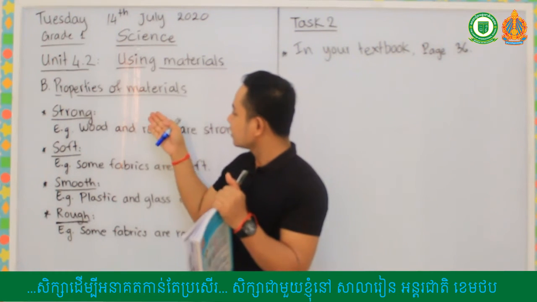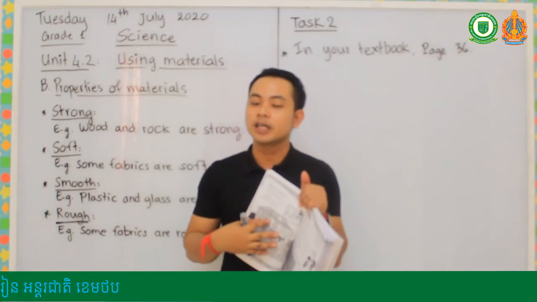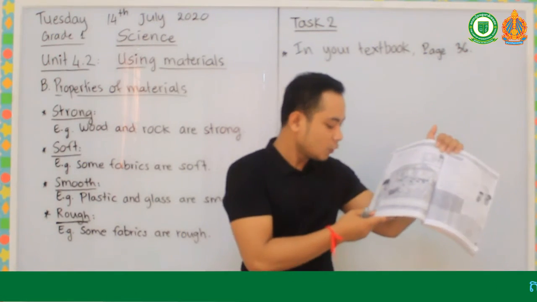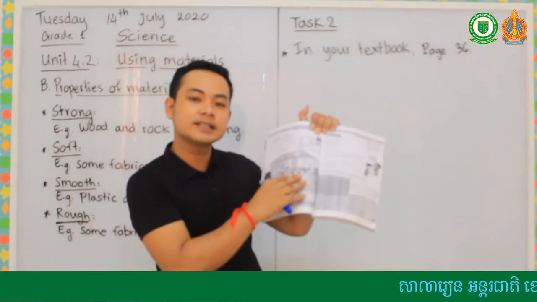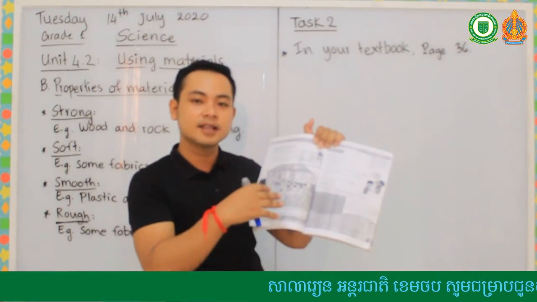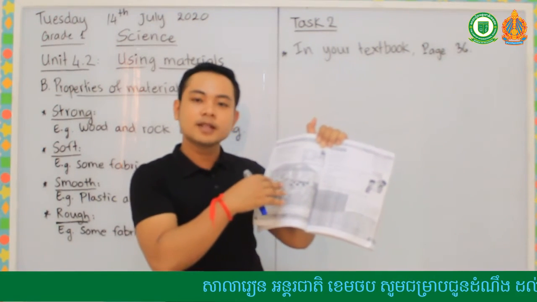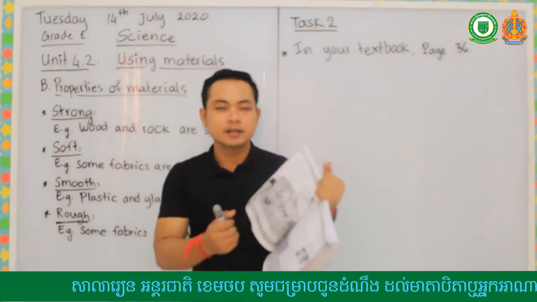So you can list down the properties of materials right here, like strong. What are the materials that are strong? Can you find them in the pictures? You will see the pictures here. They are the materials that are placed in the house. Can you try to look at this and find the materials? Which materials are strong, soft, smooth, and rough?